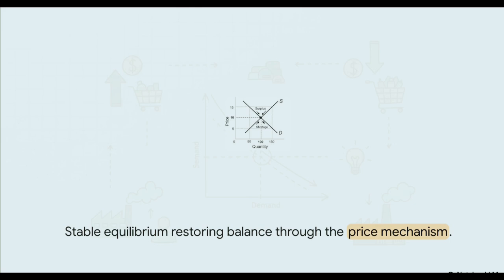Just look at the arrows on the screen. If the price artificially goes up to 15, boom, we hit a surplus. The arrows show the immense downward pressure from sellers who are cutting prices. If the price drops to 5, we hit a shortage. The arrows show the upward pressure from desperate buyers. They both push the price right back to that perfect 10 in the center. The equilibrium is automatically restored.